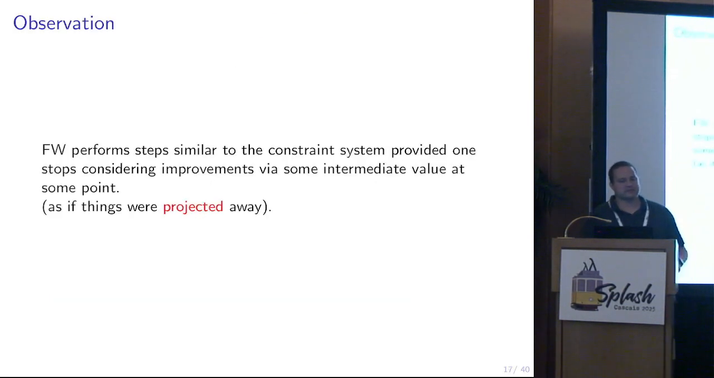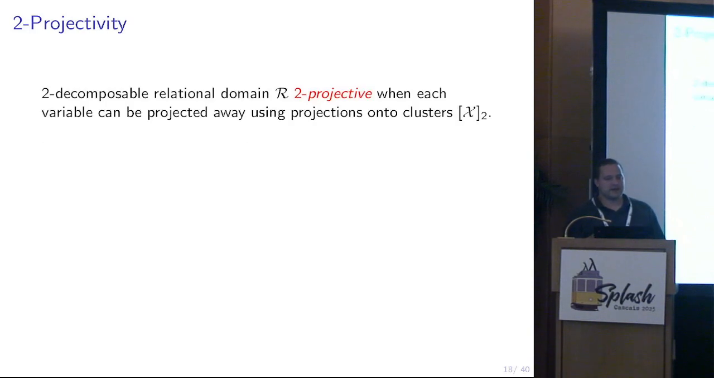And then we had this observation that when we do this normalization via the Floyd-Warshall algorithm, we actually perform steps that are similar to the things that the constraint system does, provided that one at some point stops considering intermediate improvements that happen via some of the variables in there. It appears as if these variables were projected away, because I'm not considering the improvements that happen via them anymore.